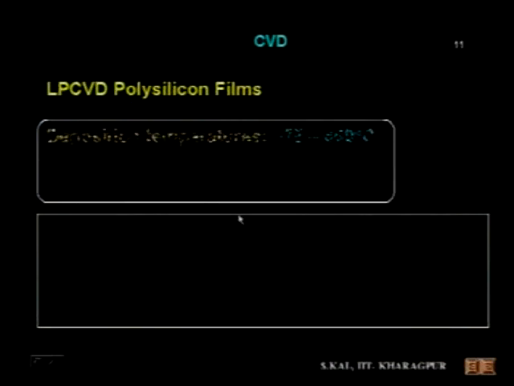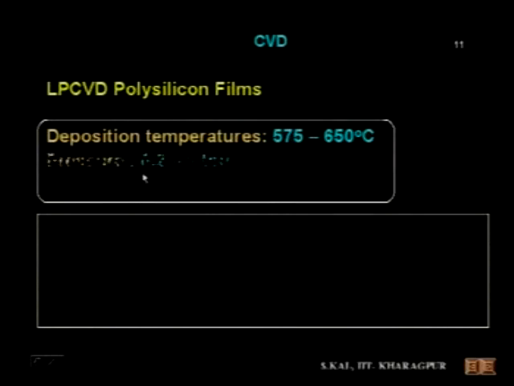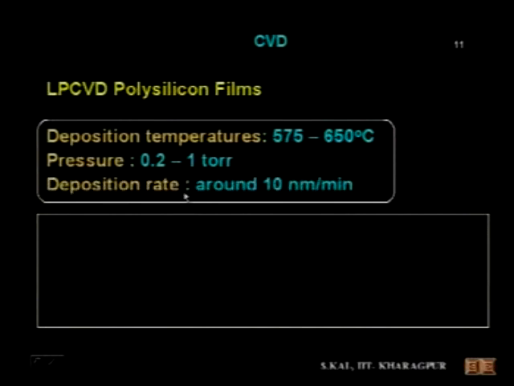Now, for the LPCVD polysilicon films, the reaction temperatures are 575 to 650 degree centigrade. Pressure maintained is 0.2 to 1 torr. Deposition rate is around 10 nanometer per minute.